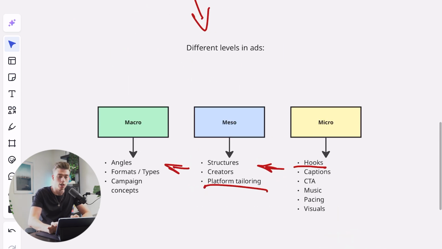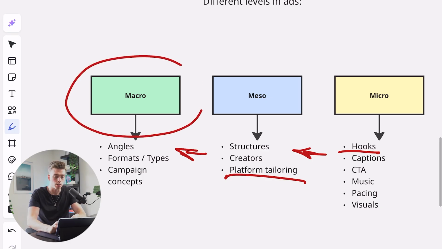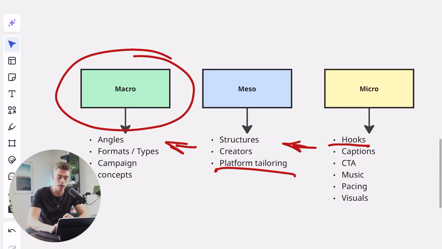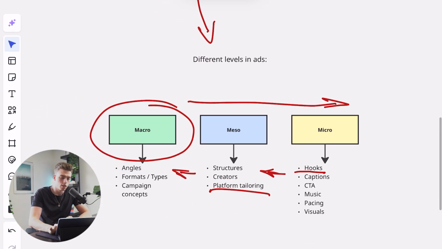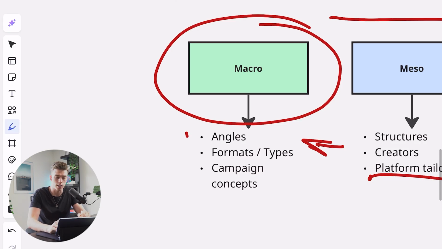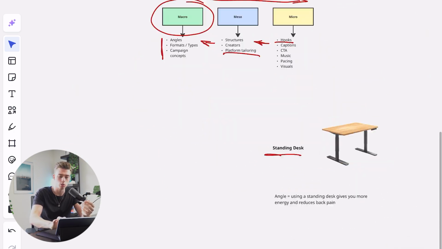All right. Because what's important to know is that most of the time, the macro adjustments have the most impact on the results an ad is driving. That's why I would say hooks are at the macro level. And the further you go down this road, the less impact it actually has on the performance of your ad. So naturally, when it's the first time you're testing an ad, you want to look at things like angle, formats, types, campaign concepts, or hooks, right? So for this example, we're going to work with this angle.